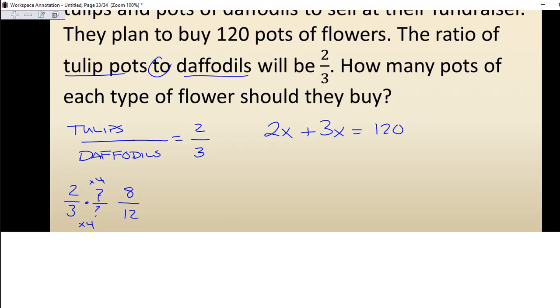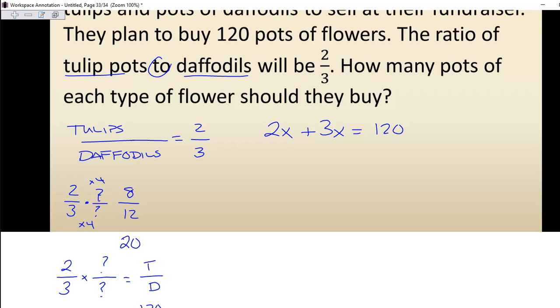So let's apply this to our problem. The total here, if I took 8 plus 12, would give me a total of 20. So if the question was, what do I multiply 2 and 3 by so that when I add them up I get 20, it would be 4. So now this problem says, what can I multiply 2 and 3 by that when I total them, the tulips and the daffodils, it's going to give me 120.